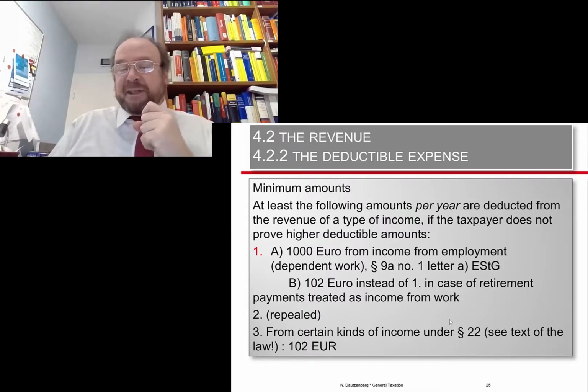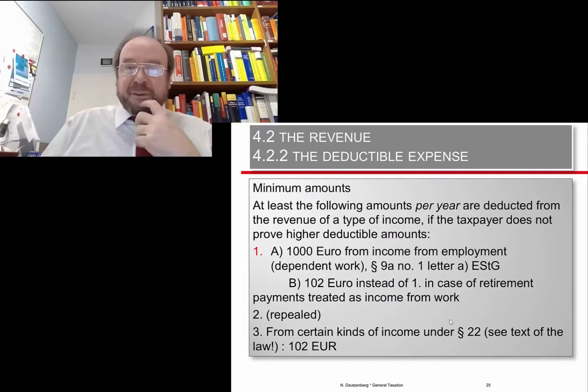€102 are believed as a minimum amount of deductible expenses if you have retirement income. And for certain kinds of other income under section 22, a total of €102 is also deductible as a minimum amount.